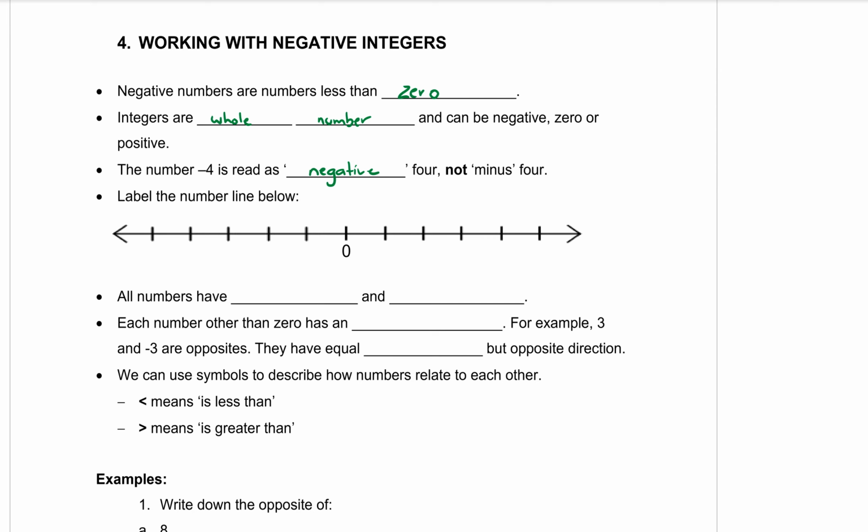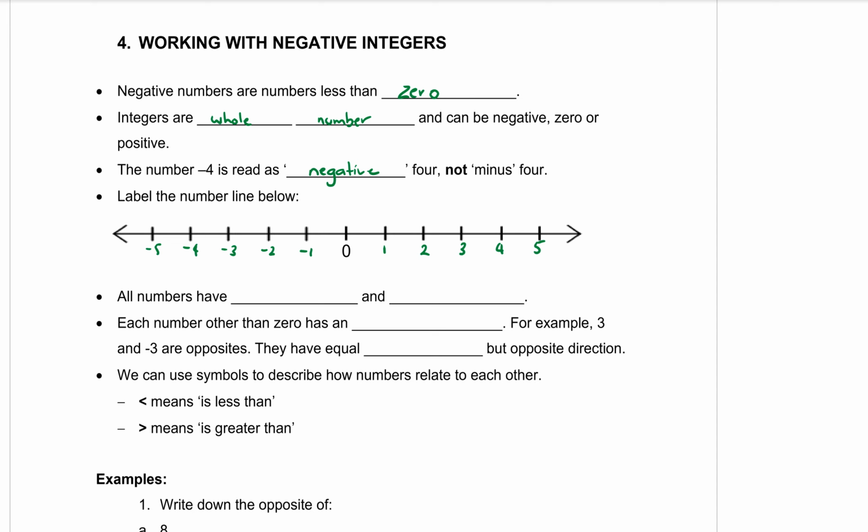So we're going to label the number line below. So I put the 0 in the middle. As you go to the right from the 0, we're going to be counting up: 1, 2, 3, 4, and 5. However, as we go to the left from the 0, we need to count into our negative numbers. So -1, -2, -3, -4, -5. But always start at your 0, okay, and go up from there and down from there.